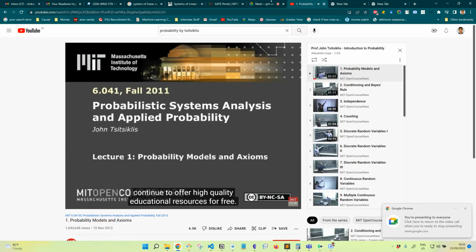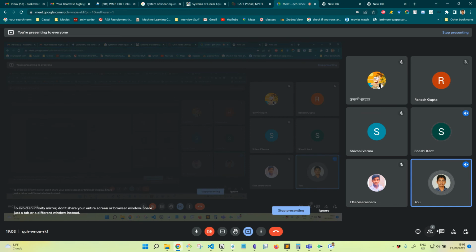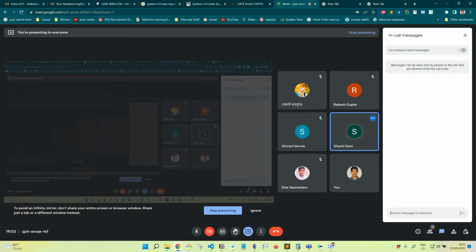The following content is provided under a Creative Commons license. Your support will help MIT OpenCourseWare continue to offer.